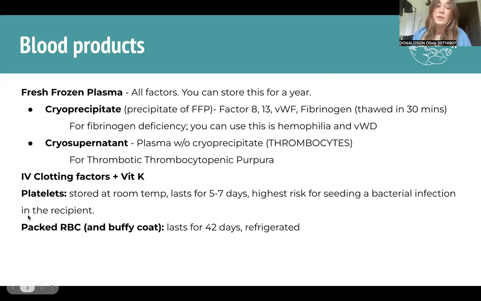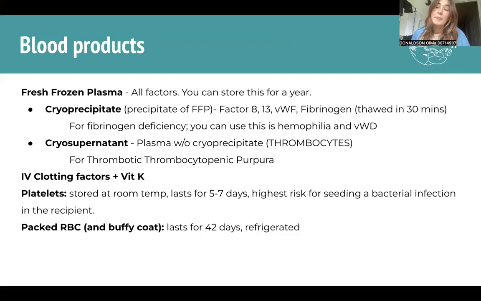So your blood products, you've got your fresh frozen plasma. That's what we commonly see in a hospital. You can have subsections of fresh frozen plasma, for example, your cryoprecipitate has factor 8, 13, and von Willebrand factor. But mainly fresh frozen plasma is used, and you can store that for a year, so it's quite a long shelf life. Additionally, you can use some IV clotting factors and vitamin K. That's more for warfarin reversal.